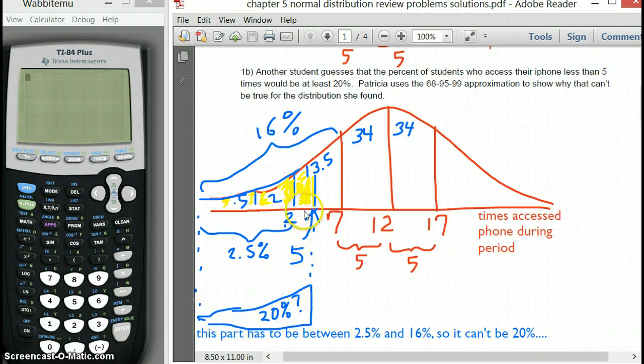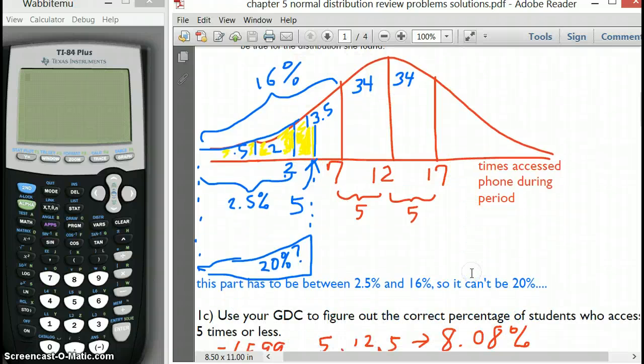We draw this section, which is like 5 to the left, and we're going to say it represents 20% of the area. Then we look at the top one, and we can see that 7 or less is 16%. Now, can these both be true at the same time? Can this area be equal to 16% and this smaller area be equal to 20%? It can't, right? Because this area is actually smaller than this one. It can't be 20 and this one 16 at the same time. So if Patricia is right, then she knows that the other student is wrong.